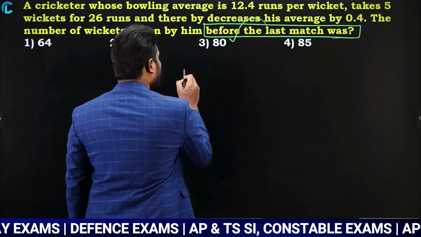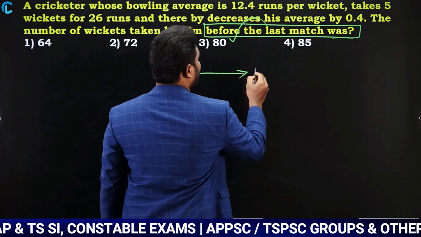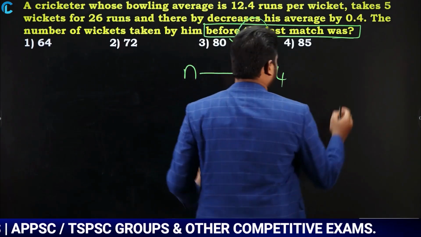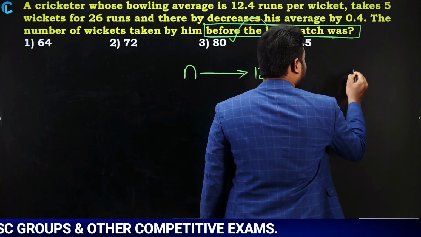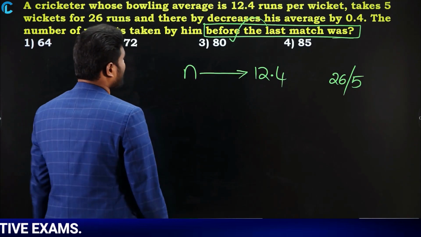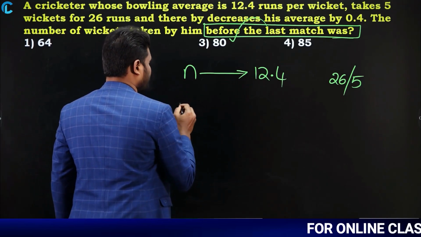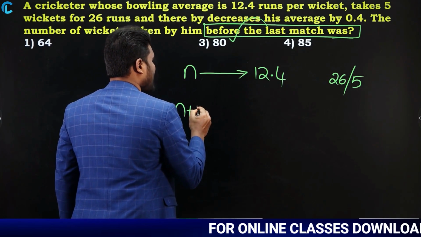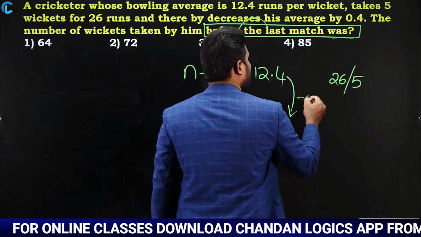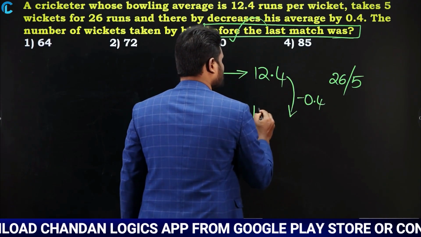Now how many wickets did he take initially? We do not know. Let us say this is n. For n wickets, what is the bowling average? For n wickets, the bowling average is 12.4. Now what happened? In one match, he has taken 5 wickets after giving 26 runs. Due to this, the bowling average decreases by 0.4. Initially for n wickets it is 12.4. After taking 5 wickets extra, it is going to be n plus 5. And the bowling average decreases by 0.4, which means the new bowling average is going to be 12.